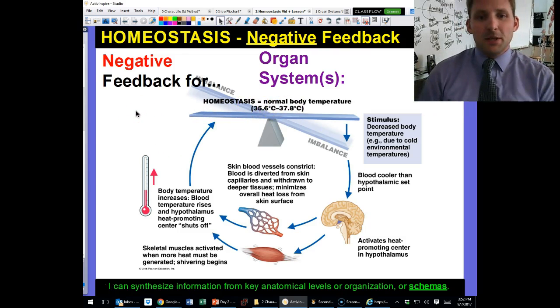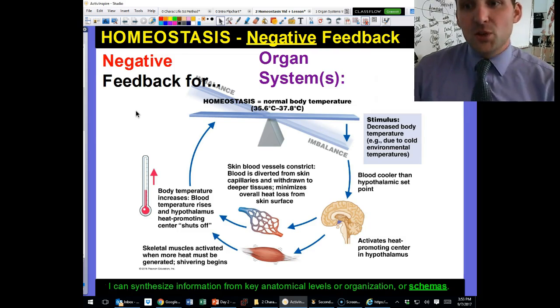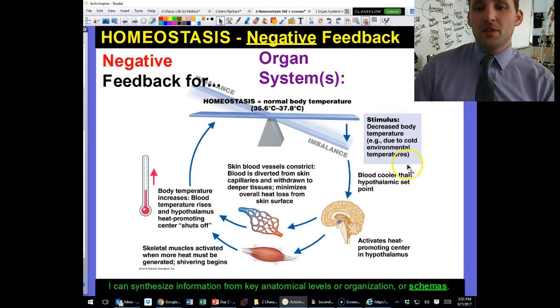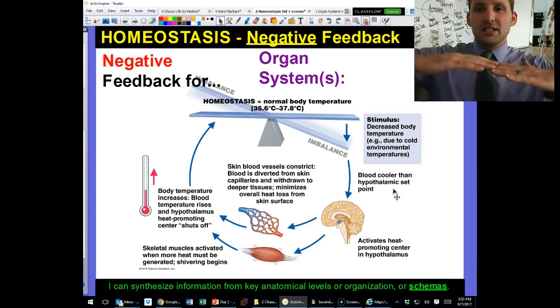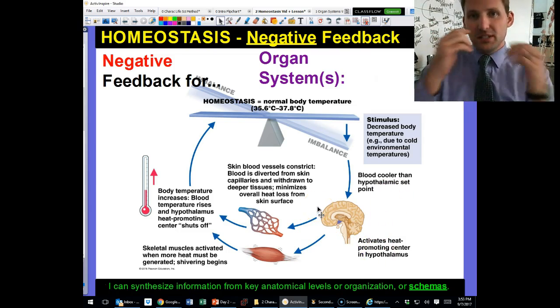This is the bottom part of the balance beam. So again, I challenge you to pause the video and see if you can interpret where the receptor is, where the control center is, where the effector is, and which organ systems are involved. So again, just to walk through this, not to take too long, the blood cools, and so the hypothalamic set point, the blood is actually cooling and lowering. And so that activates the heat promoting center, and that sends 2 responses.